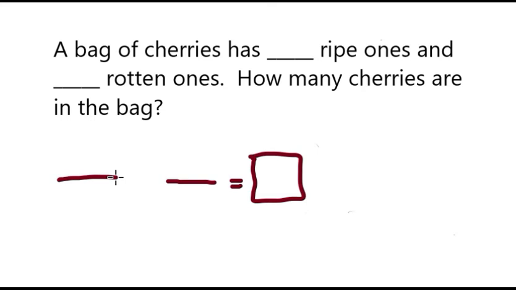Okay, so now we know we've got ripe ones and we've got rotten ones, but they want to know how many cherries do we have in the bag. They didn't actually ask if they were ripe or rotten. They just want to know how many cherries are in the bag. So if you think about that, then all they're asking you to do is to what? They're asking you to either subtract, add, multiply, divide.